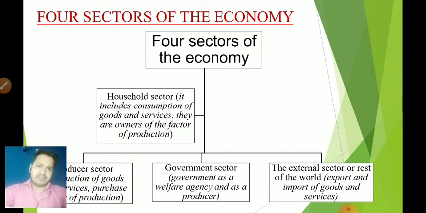four sectors of the economy. Dear student, we all are familiar that there are four sectors in our economy. The first is the household sector, then the producer sector, third is the government sector, and the last one is the external sector of the economy. Now the first one is the household sector.